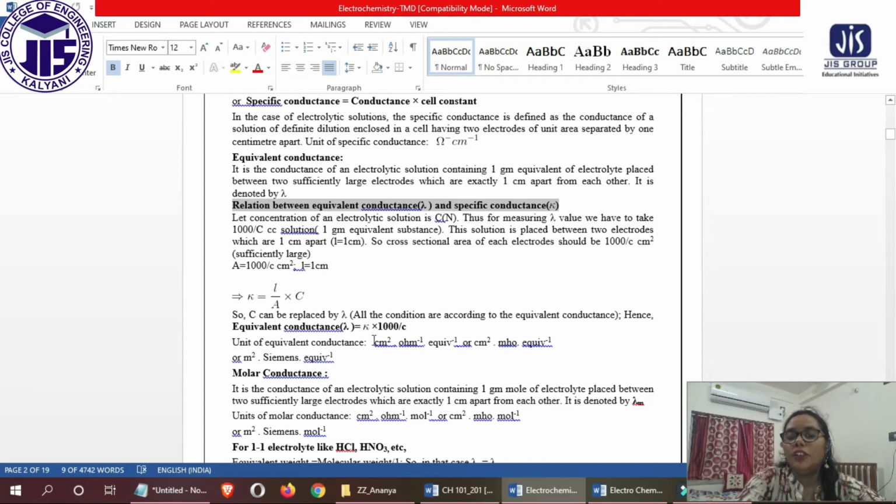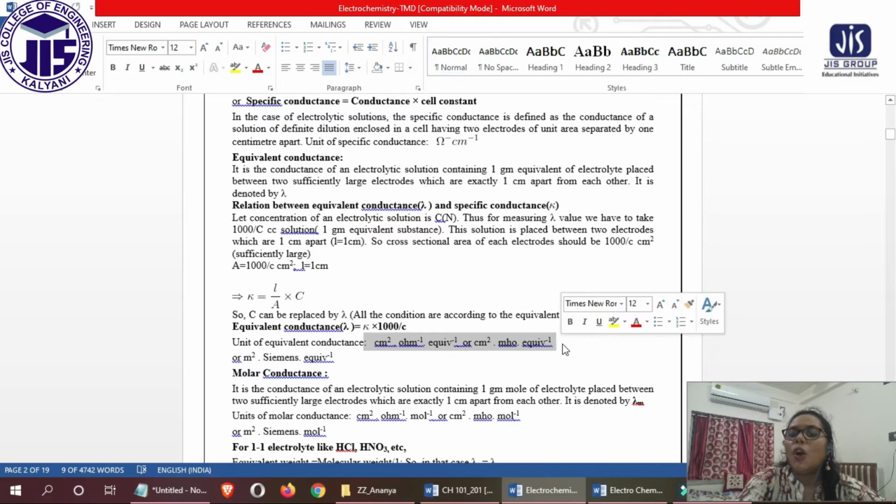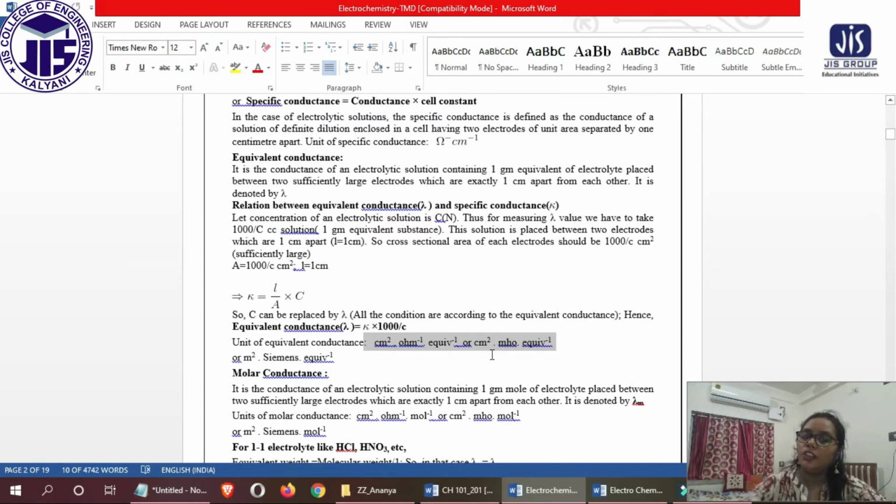The unit of equivalent conductance is centimeter square ohm inverse equivalent inverse, or centimeter square mho per equivalent. Okay, so these are the units of the equivalent conductance.